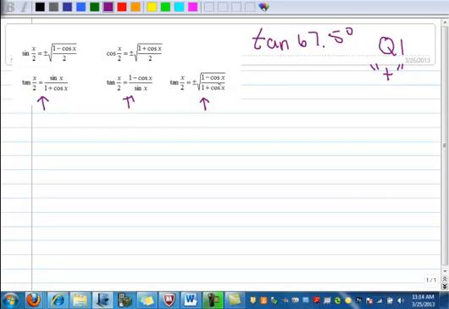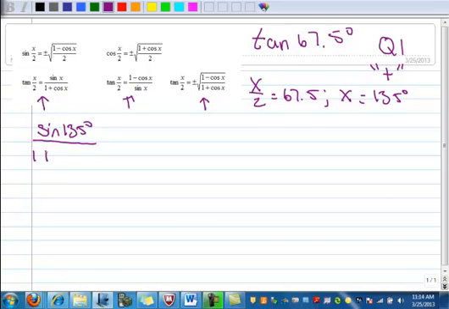Alright, so let's proceed here. The half angle is 67.5, so that means the whole angle, when we double that, we get 135. The half angle is in quadrant 1, so it's positive. So let's first use this first one right here. We're going to use A. So that's going to be the sine of 135 over 1 plus the cosine of 135.